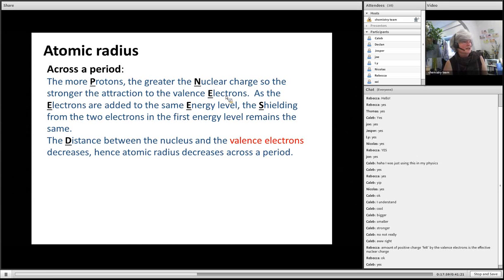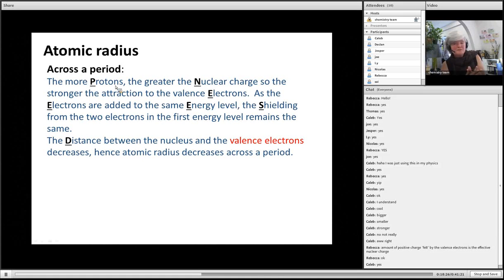Like if you say magnesium has got a bigger nuclear charge than sodium, then think of the teacher saying, why? I don't understand. Okay, so you've got to spell out that magnesium's got more protons than sodium, so magnesium will have a bigger nuclear charge than sodium. Okay, so the more protons, the greater the nuclear charge.